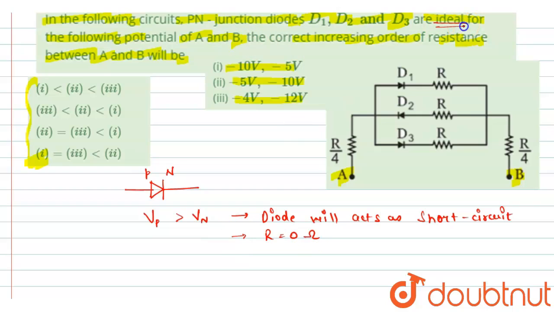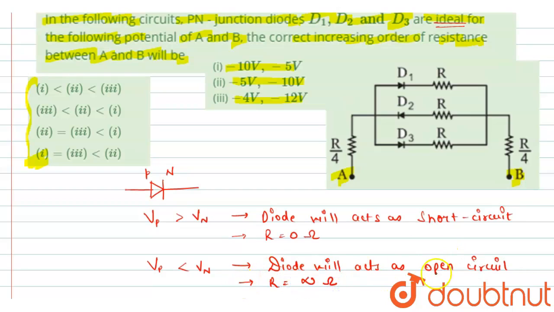These are the ideal diodes. And if the potential of the P side is less than the potential at the N side, then the diode acts as an open circuit, and at that time the resistance of the diode will become infinite. That is, it will become an open circuit.